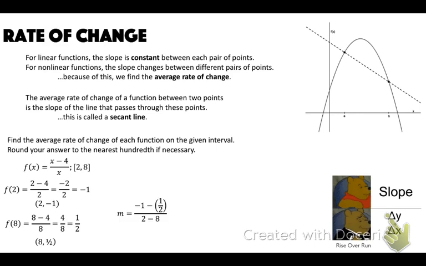And then, to find the slope of the secant line, it's going to be negative 1 minus 1/2 over 2 minus 8, which is going to be negative 3/2 over negative 6, which is the same as negative 3/2 divided by 6. And remember, when you divide by something, that's the same as multiplying by the reciprocal. So I'm just going to multiply by 1/6, which I get 3/12, which is 1/4. Okay, so that means the slope of the line between those 2 points is 1/4.